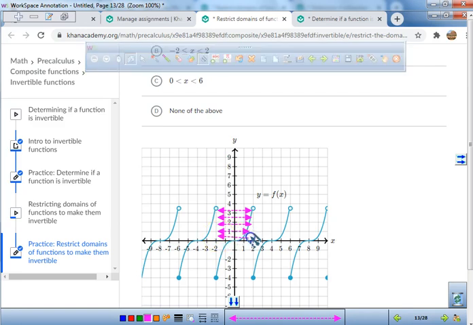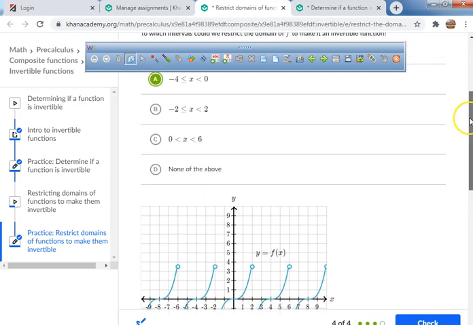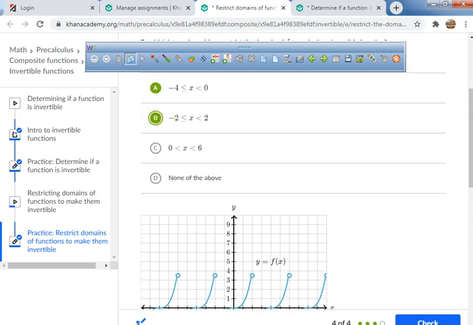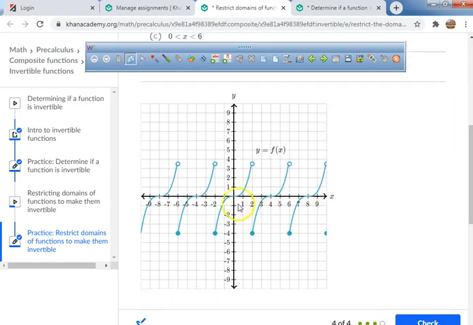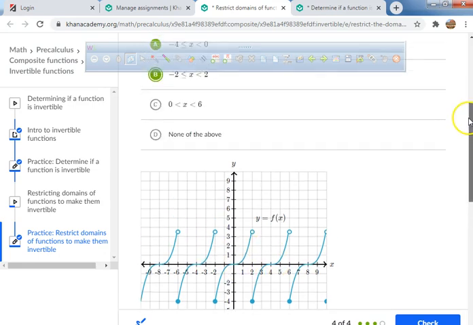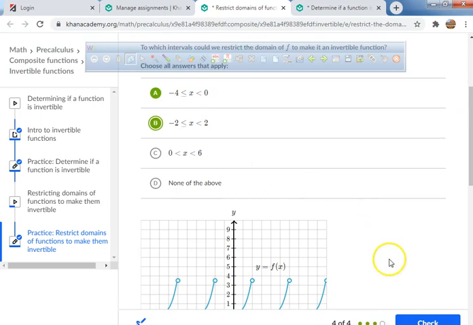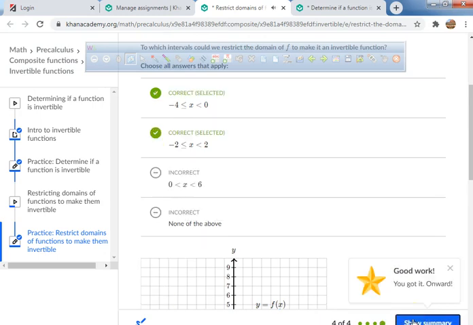So that's what you're doing. You're doing the horizontal line test from negative 2 to positive 2. So it only touches it once. So I'm going to select both of those, and then from 0 to 6. From 0, that touches it, to 6, that touches it right there at a 4, and it touches it past there. So I'm not going to select that one. So I'm only going to select these two. And that's how it works.